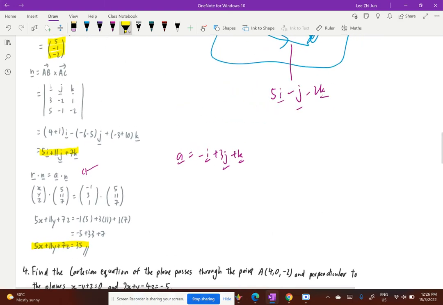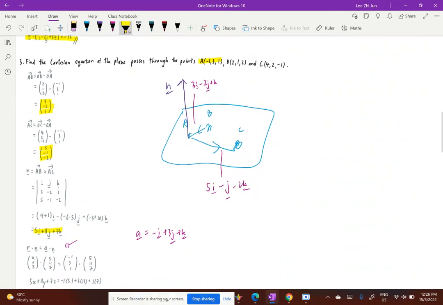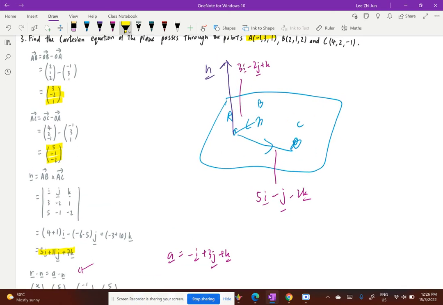Yeah. For this question, if they give you 3 points, you need to find the two vectors and one normal vector, and you find the fixed point.